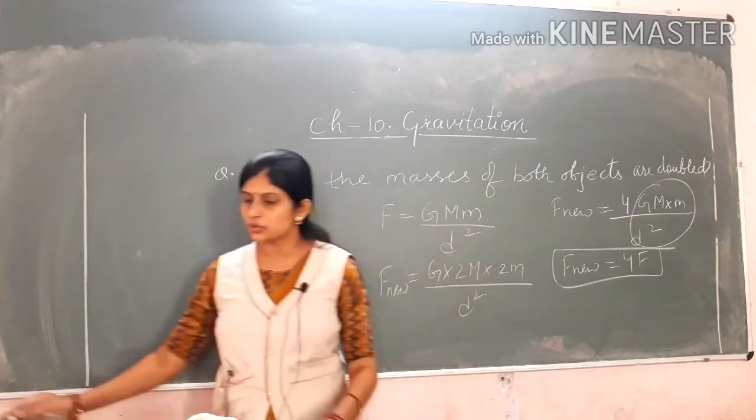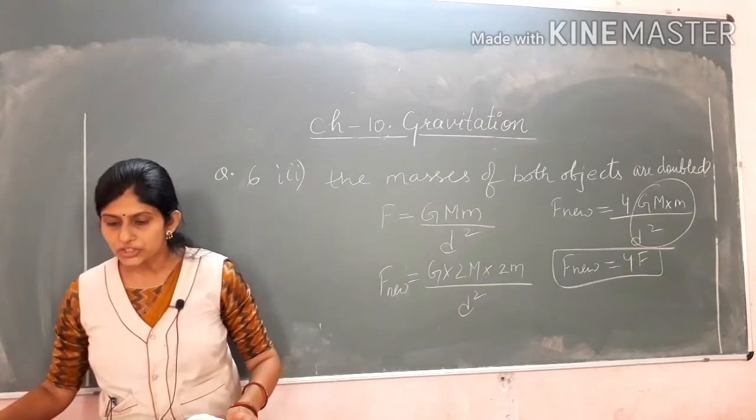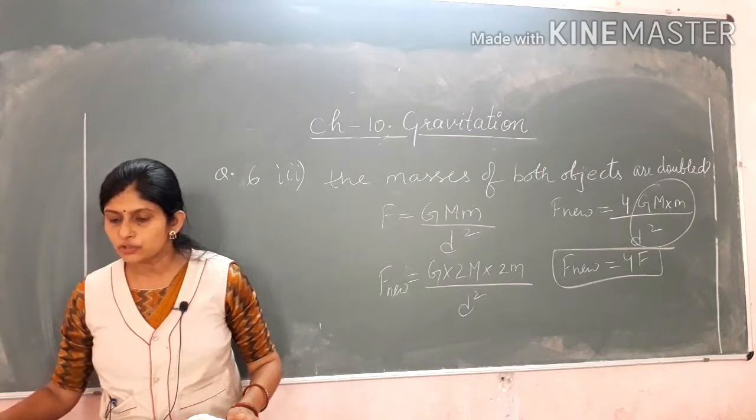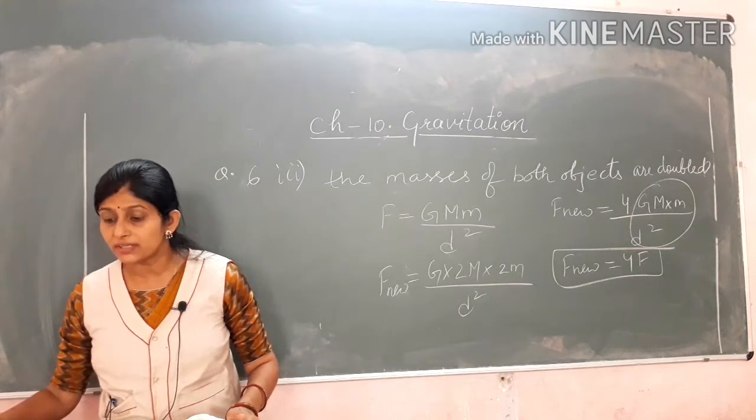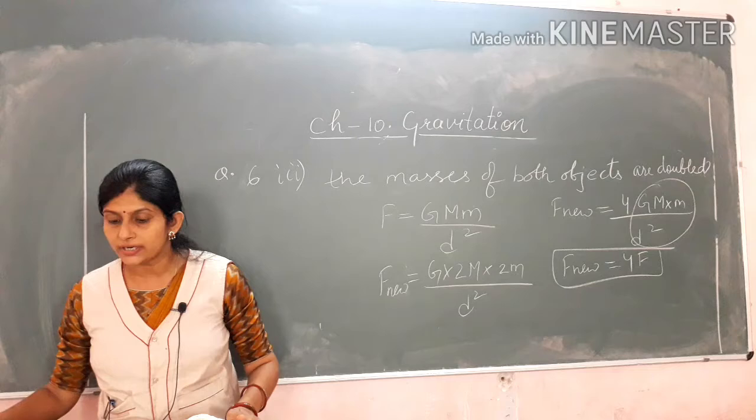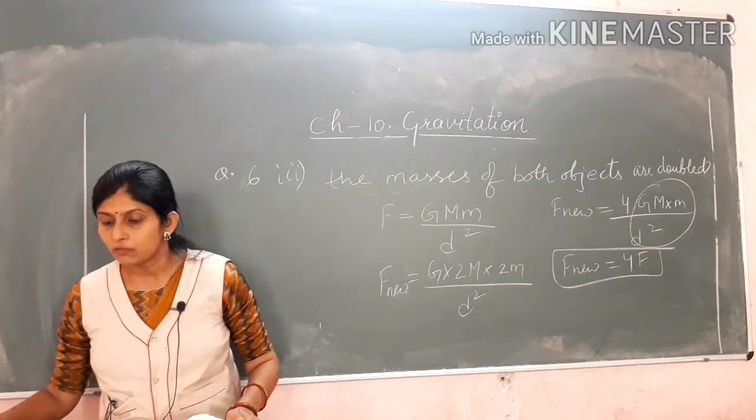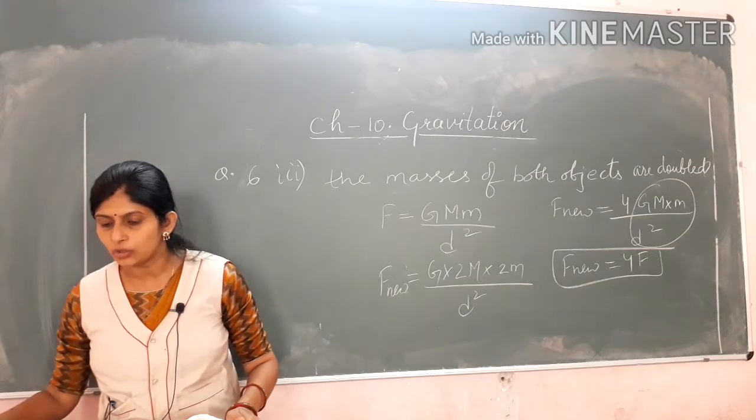Now coming to next question. Question number 12. Gravitational force on the surface of the moon is only 1/6 as strong as gravitational force on the earth. What is the weight in newtons of a 10 kilogram object on the moon and on the earth?